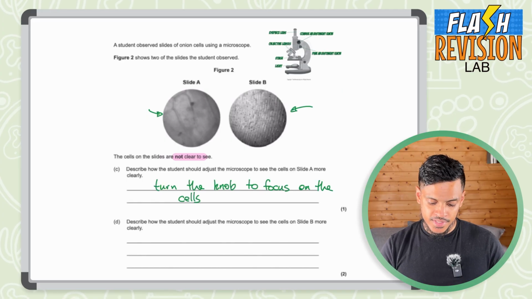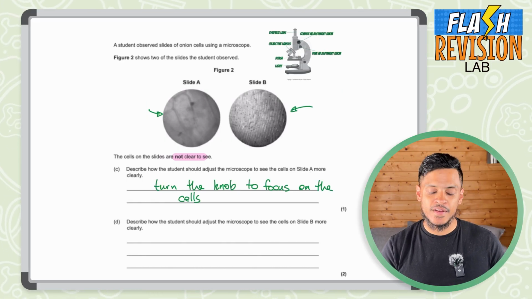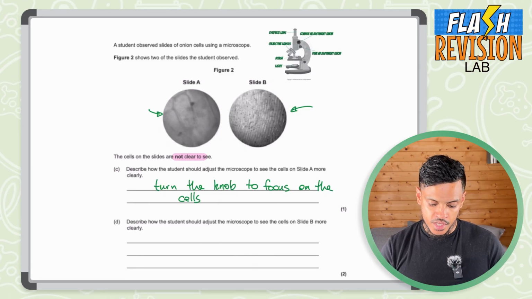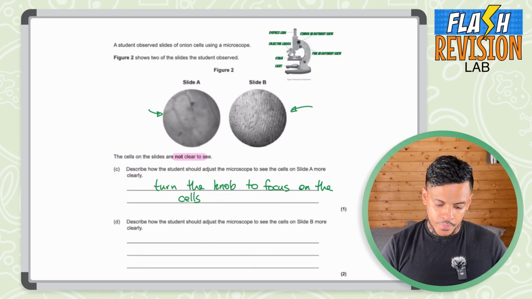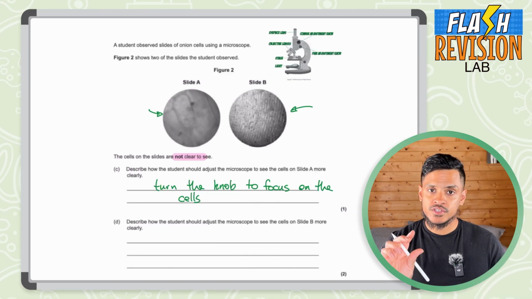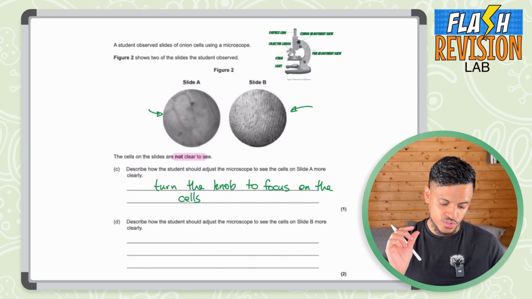The second one, slide B, you can see the cells, but it's very zoomed out. We need to zoom in more into this picture. So how do we do that? Well, remember, we also have objective lenses. We have 3 objective lenses on a microscope. So what we can do is we can rotate the objective lens to a higher magnification to zoom in.